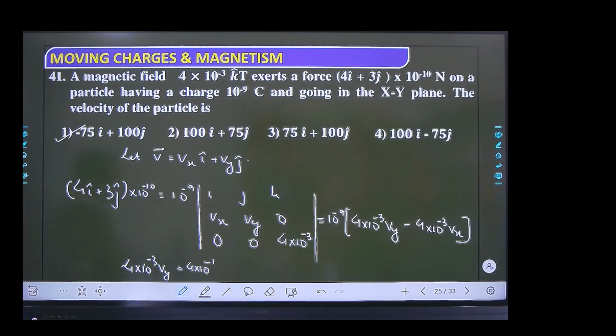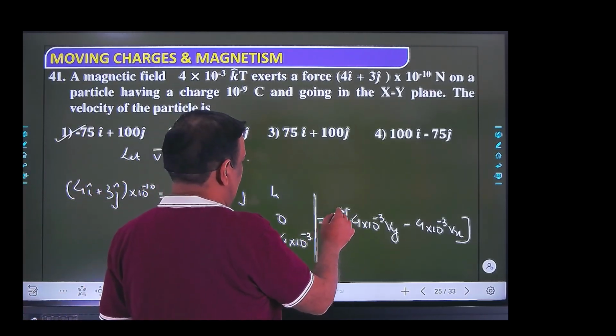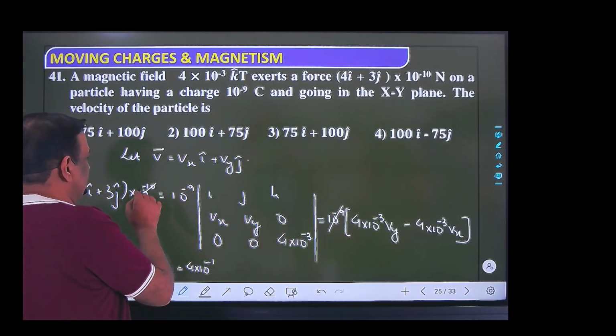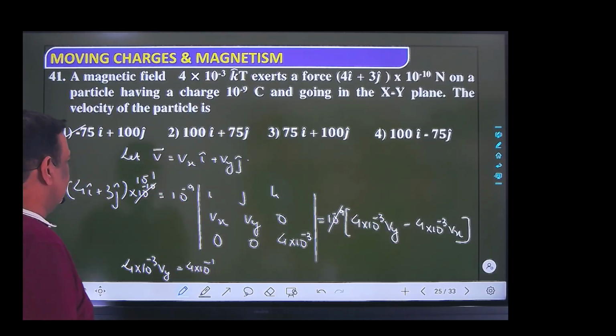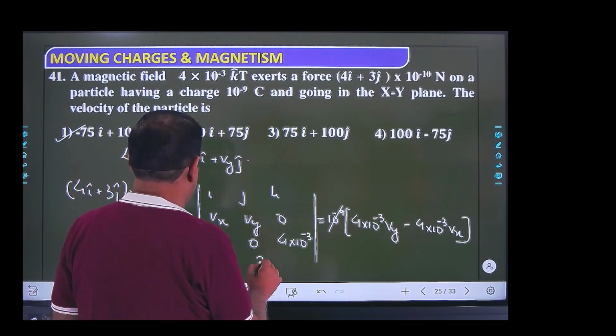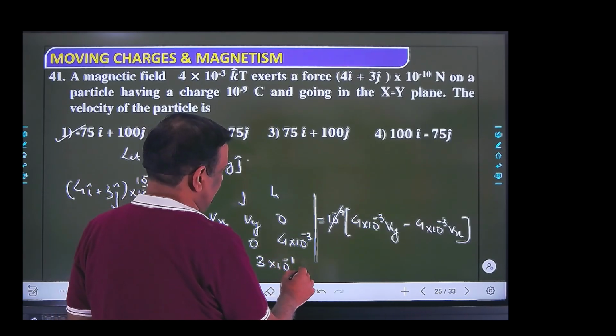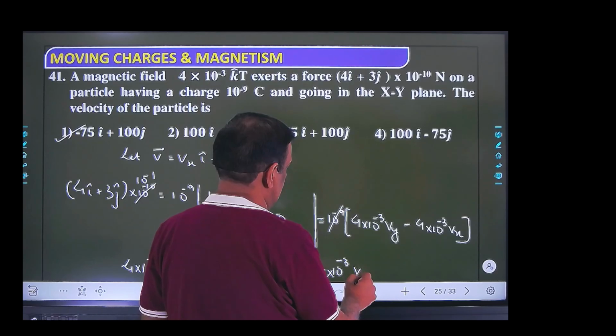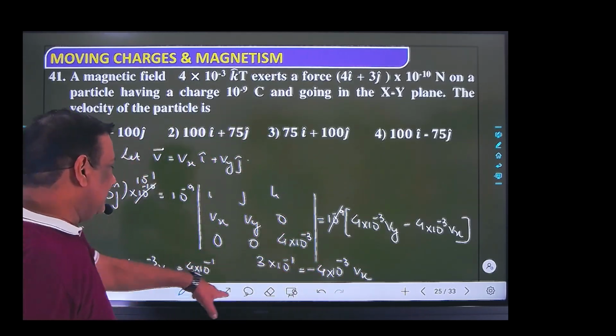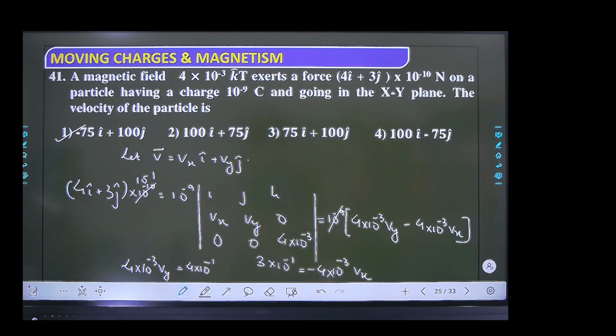दोनों साइड को कंपेयर करके आंसर आ रहा है. इसको हम ऐसे लिख सकते हैं, इसको कैंसिल कर दो 10 raised to the minus 1, और फिर दोनों साइड्स को कंपेयर कर दो. 3 into 10 raised to the minus 1 is, so यहाँ से vx आ जाएगा, इधर से vy आ जाएगा.